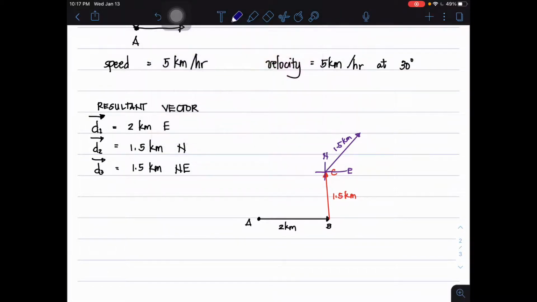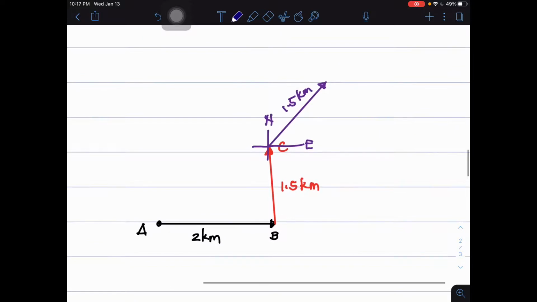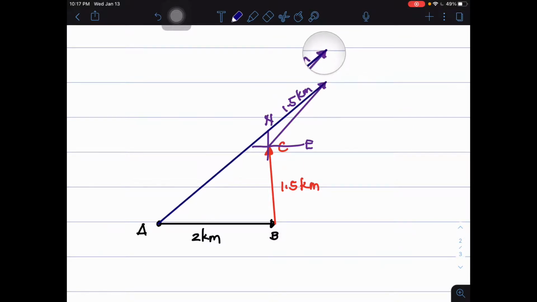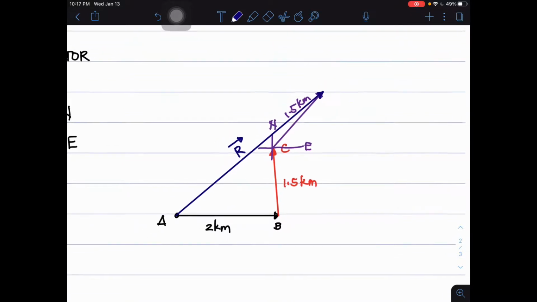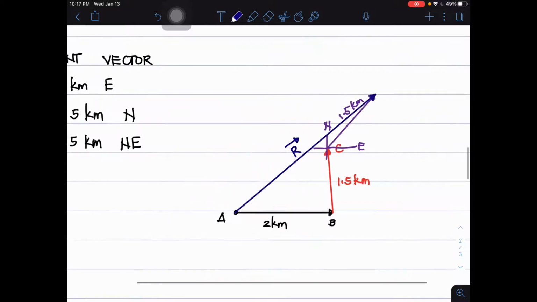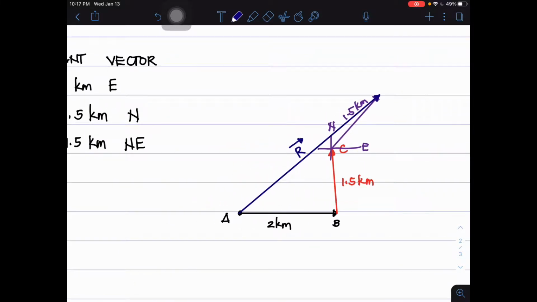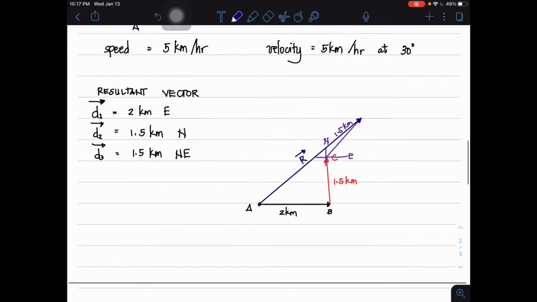Now from point A, I'm going to draw a line going to the final destination, and let me put an arrow. That's our resultant vector. Now we need to solve for the magnitude and the direction of that resultant vector. So how do we do it? We have different methods on how to solve for the resultant vector.